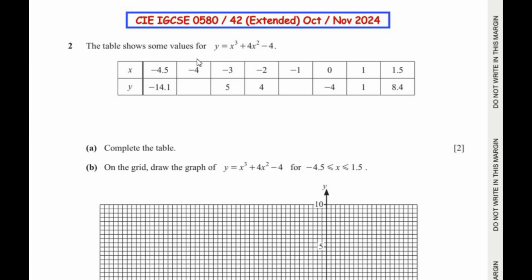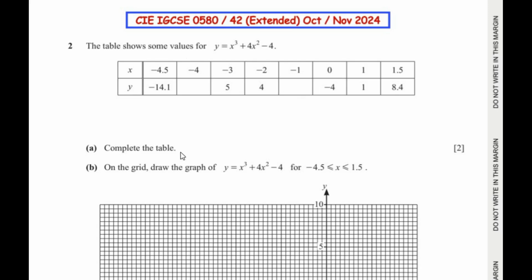In this video we are going to solve the second question from 058042 extended paper from October-November 2024. Now this question is a combination of graphs and algebra. So let us start with the first question. The table shows some values for y is equal to x cube plus 4x square minus 4.